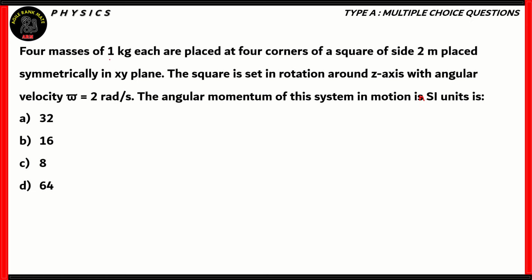So we have 4 masses of mass 1 kg, so therefore the total mass m is equal to 4 kilograms. Now the side of the square is 2 meters and it's placed in the xy plane. We need to find out the angular momentum, that is L, of this system. We're also given the angular velocity as 2 radians per second. So how do we solve this question?